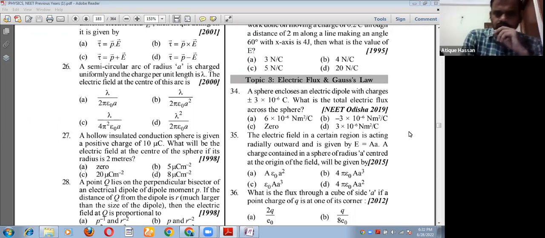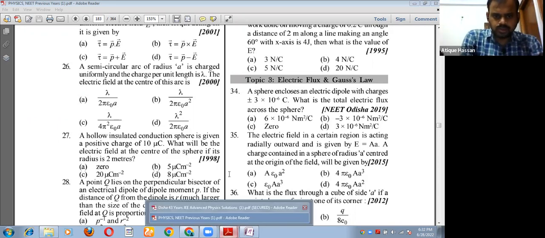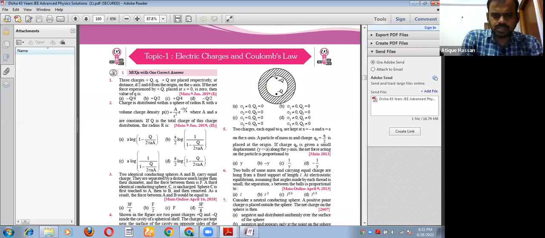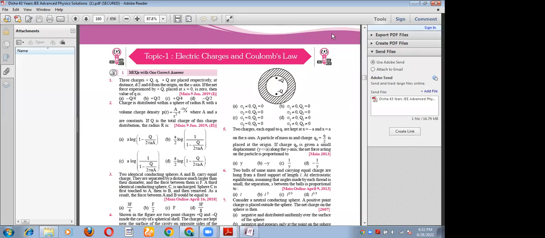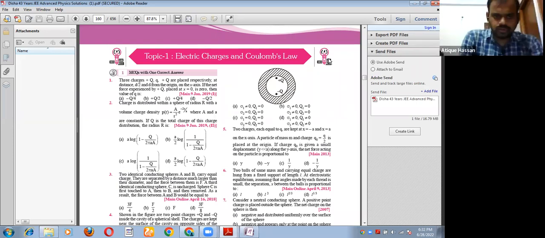Now we will start topic 3, electric flux and Gauss's law. So, are you a NEET aspirant or a JEE aspirant? Okay, before going to topic 3, we will discuss some JEE questions. Then we will move to topic 3.